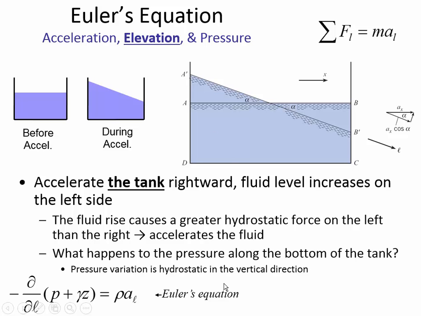The pressure variation on the bottom of the tank, if you look at it, here at C, when it's accelerating to the right, there's not very much liquid above it, and so there would be less pressure at C than there is at D as we accelerate the fluid to the right.